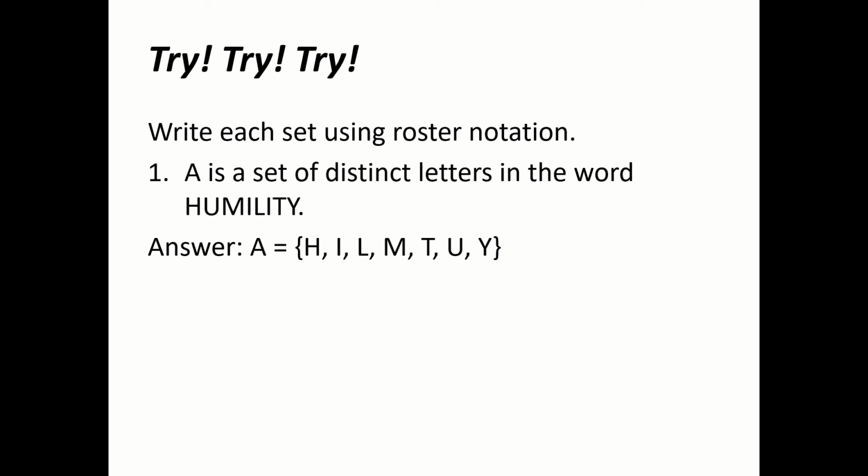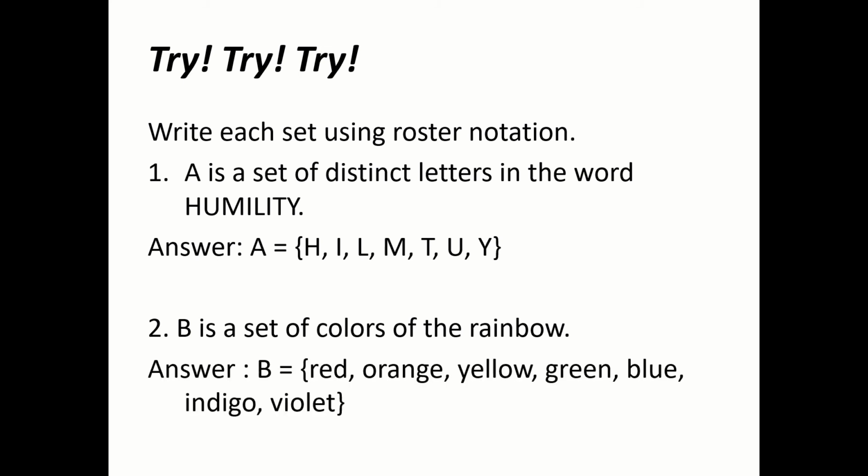When we try to list down the members of the set written in roster notation, it has to be in order. For example, if it's letters, it's from A to Z. If the given is numbers, it has to be in ascending order. Okay. Next, B is a set of colors of the rainbow. So that would be set B, containing the elements red, orange, yellow, green, blue, indigo, and violet.